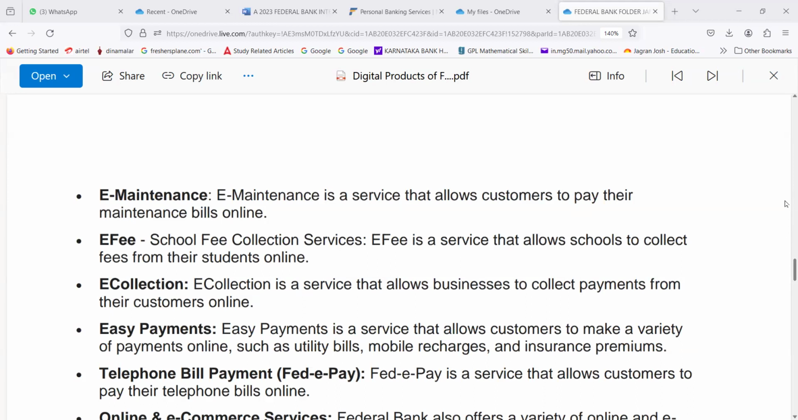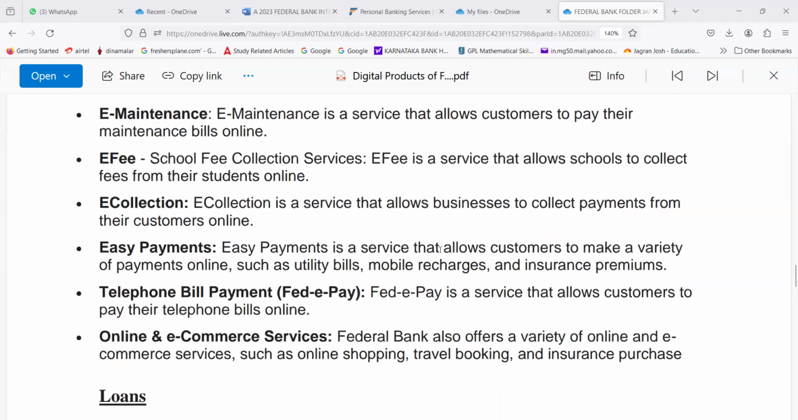E-maintenance. E-maintenance is a service that allows customers to pay their maintenance bills online. E-fee. School fee collection services. E-fee is a service that allows schools to collect fees from their students online. E-collection. E-collection is a service that allows businesses to collect payments from their customers online. Easy payments. Easy Payments is a service that allows the customer to make a variety of payments online, such as utility bills, mobile charges, and insurance premiums. Telephone bill payment, PHPE. PHPE is a service that allows customers to pay their telephone bills online.